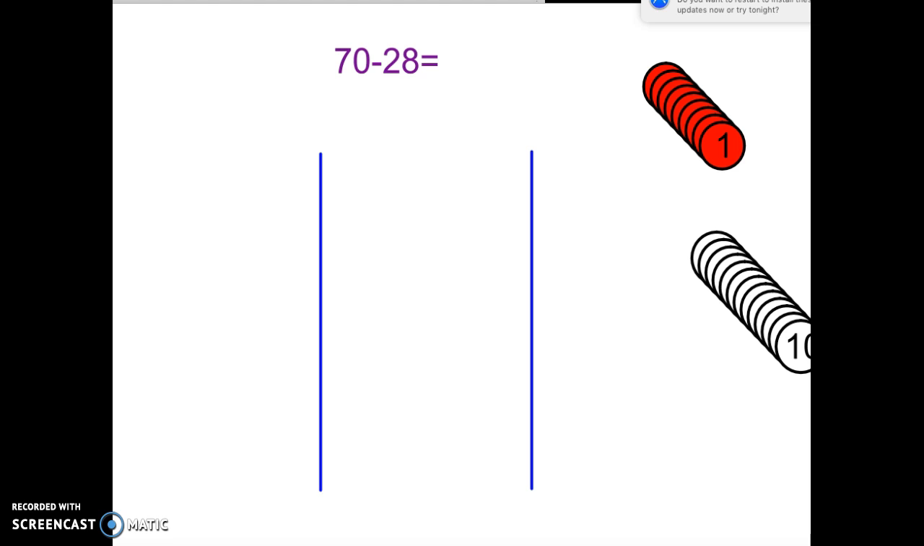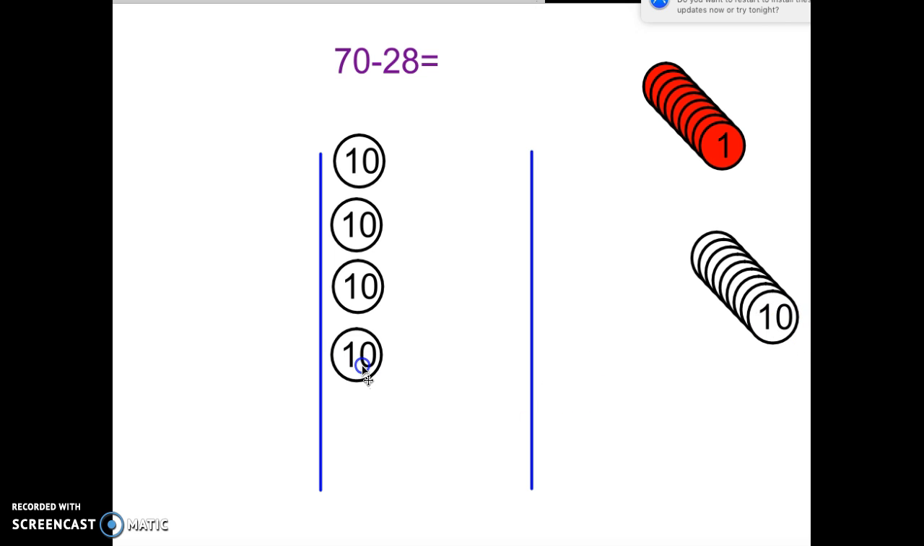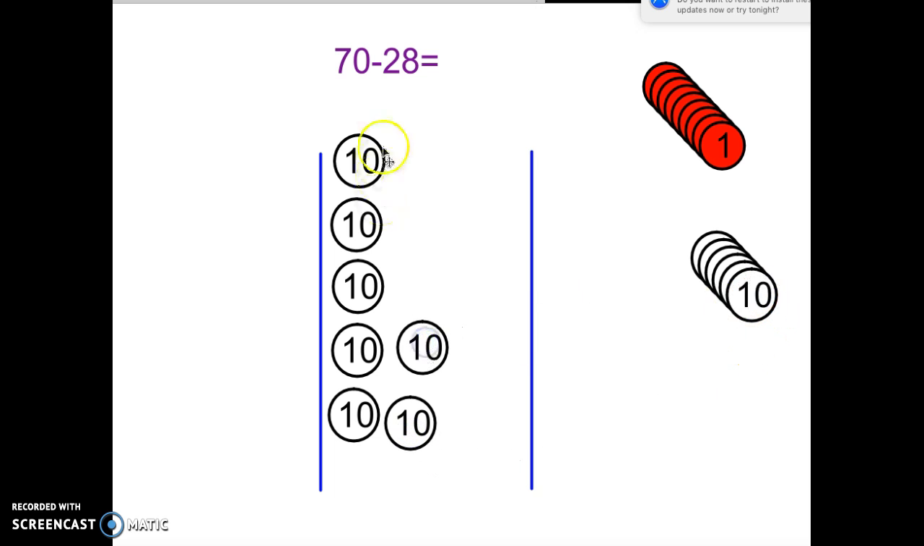Erase your board. 70 minus 28. What are we going to build first? We're going to build the 70. So here we go. 10, 20, 30, 40, 50, 60, 70. Okay, now I can look right away. I cannot take away 28 because I have absolutely no ones. So what do I have to do? Right, I have to unbundle. I'm going to get rid of this one and I'm going to replace it with 10 ones.